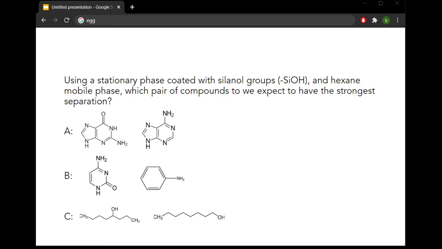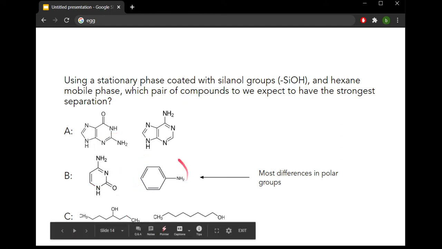Okay, so a stationary phase is coated with a polar group. So we're trying to separate polar from non-polar molecules, yeah? Now, this question is which one would have the greatest difference in polarity? Yes, exactly. It's B. Obviously B has the most differences in polar groups, right?